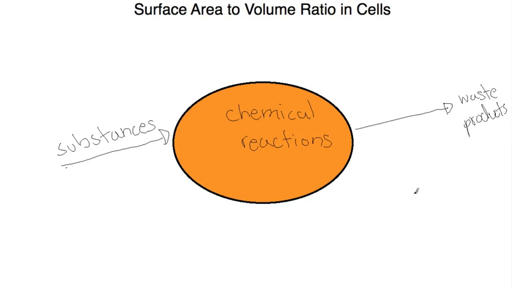When a cell increases in size, its chemical activity increases. This means that more substances need to be taken in to fuel these chemical reactions, and more waste products will need to be removed. However, a cell can only increase in size to a certain extent. The reason for this is because the chemical activity of the cell depends on the cell volume, and the rate at which substances are taken in and removed from the cell depends on the surface area.